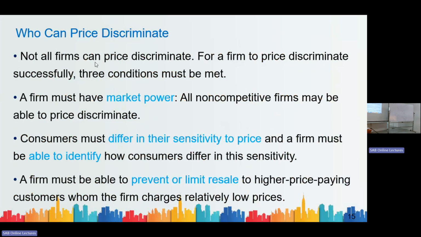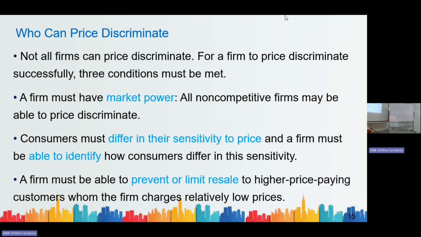To practice price discrimination, firms should have some sort of market power. Market power means the power to set their price. Of course, the monopolist has that power. The monopolist can decide the price they will charge. And also the other two market structures, monopolistic competition and oligopoly, they also have some sort of market power, so they also can practice price discrimination.